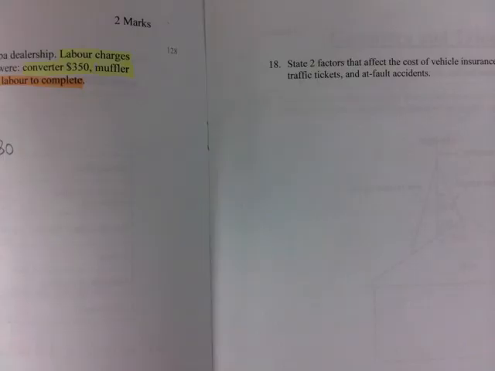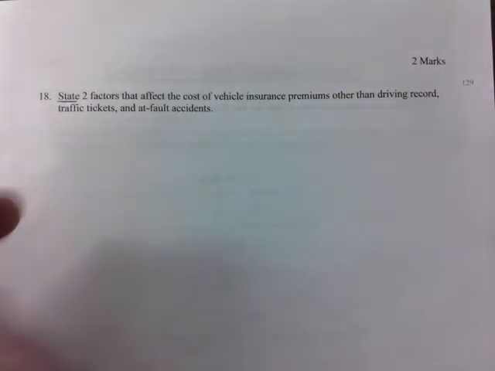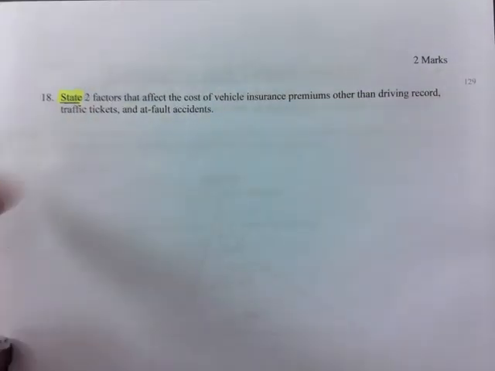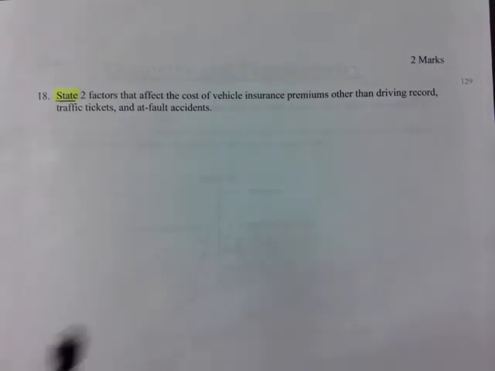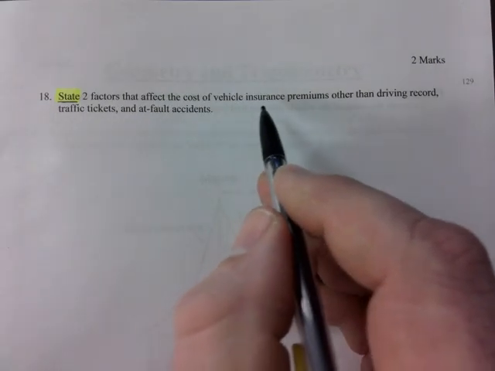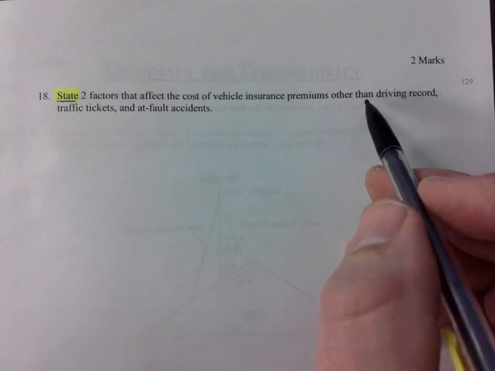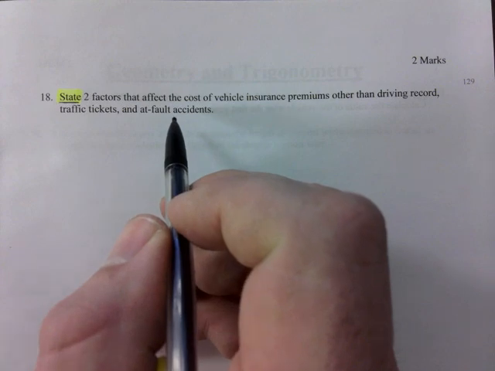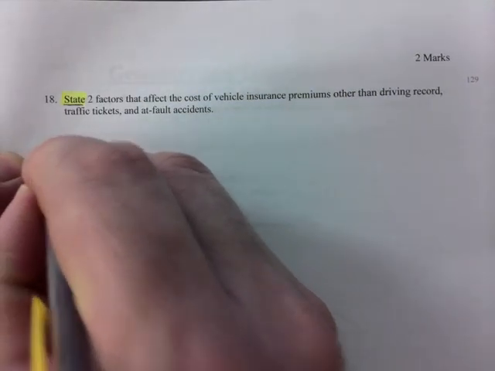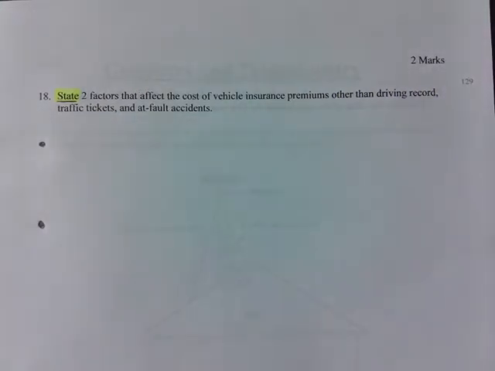You ready? Next, state 2 factors. Stating means short, right? Short and sweet. Describe, justify, a bit more, right? You describe, you write a little bit more. 2 factors that affect the cost of the vehicle insurance premium, other than driving record, traffic tickets, and at-fault accidents. So they're ruling out those. You cannot use those. What would affect your car insurance premium? Do you have something on your study sheet on this?